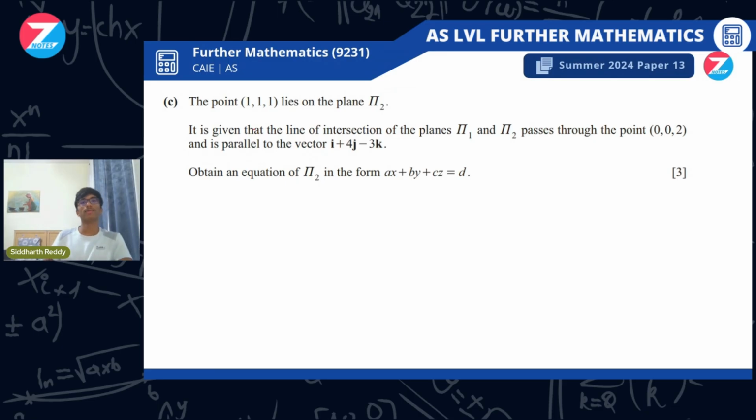Okay, the point 1, 1, 1. So there's a plane pi 2 like this. It contains the point 1, 1, 1. It's given that the planes pi 1 and pi 2 intersect like this and create a line of intersection. It passes through the point 0, 0, 2 and is parallel to the vector 1, 4, minus 3. So that's the direction vector. So one of the direction vectors of this plane is 1, 4, minus 3.